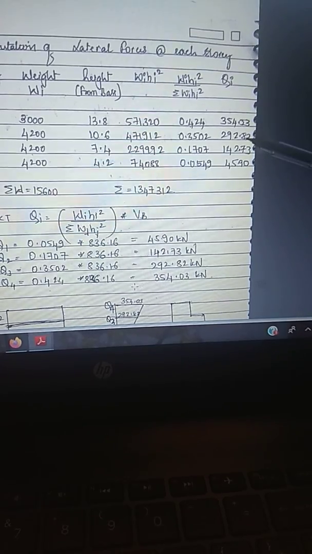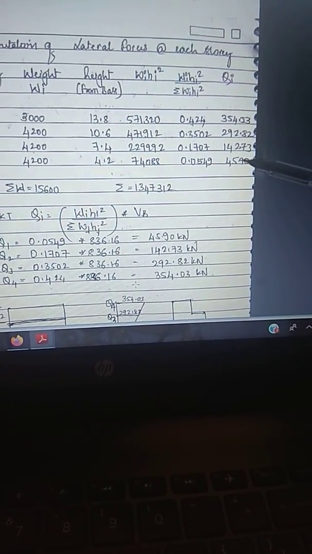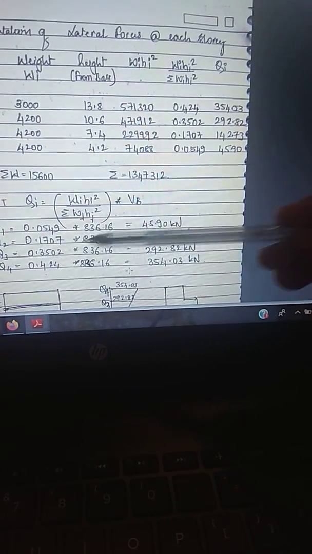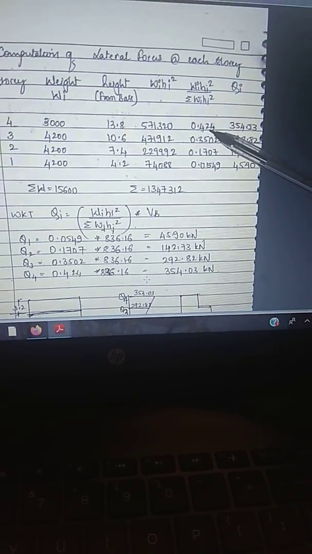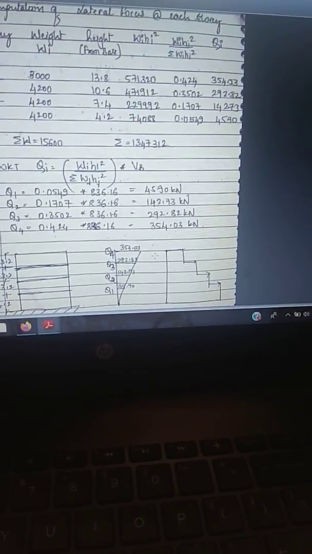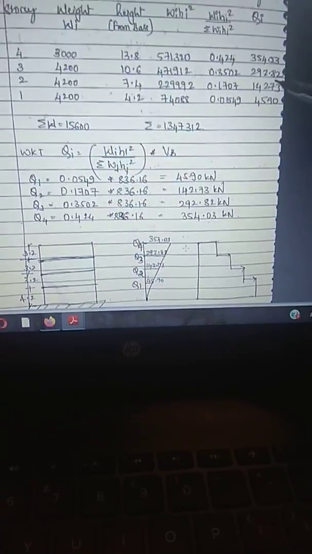To distribute it for all the other forces, we know this is the particular formula. So simply substitute, or we have this into the base shear. This into base shear is the formula. So I know the base shear, the value of base shear was 836.16. So 0.424 into 836.16. Similarly, we get all the distributions at each level like this. I've calculated here, we just put it in the table at this corner.